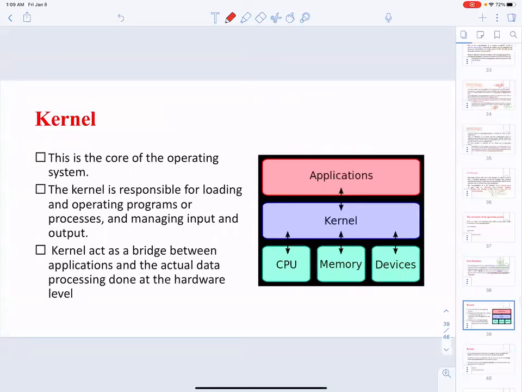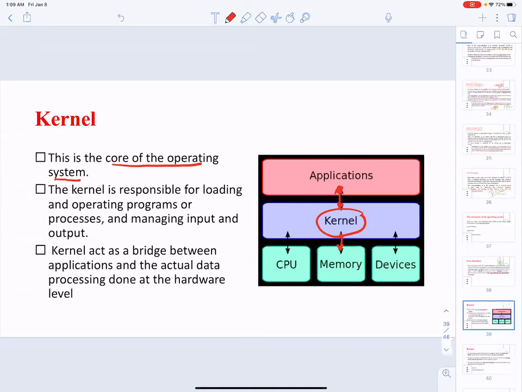So the second main component of an operating system, we refer to it as the kernel. Every operating system has its own kernel that interacts with the application given by the user through the interface and the hardware level. The kernel is the core of the operating system. It acts as the communication layer between the application through the user interface, as I said, and the hardware. It is the core of the operating system.